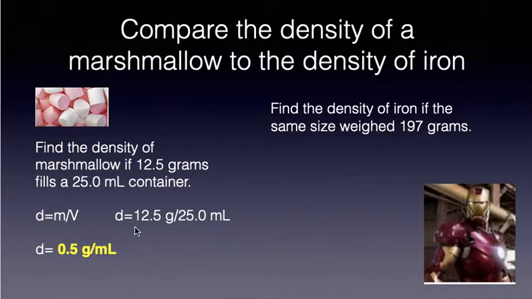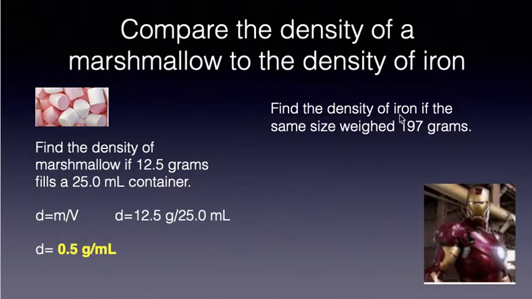Then we fill it in. 12.5 grams for the mass, 25 milliliters for the volume. Divide 12.5 by 25 and we get 0.5 grams per milliliter. So that was pretty easy. And you guys know that we're heading for a bigger number with the iron, right? Because iron is a lot more dense than marshmallows.